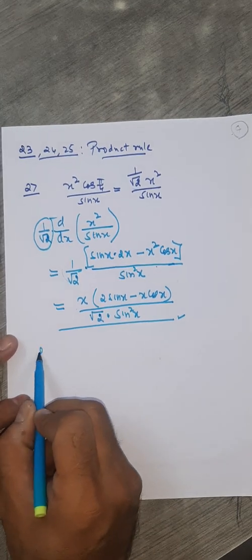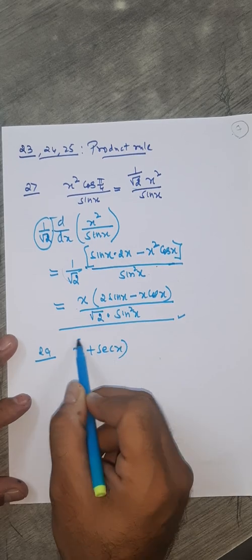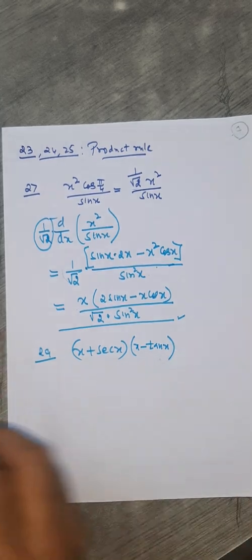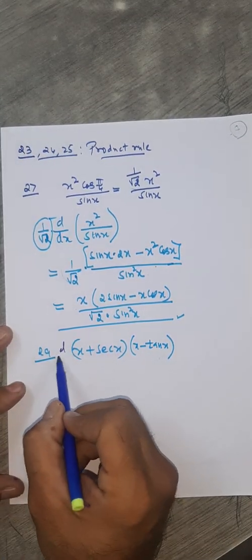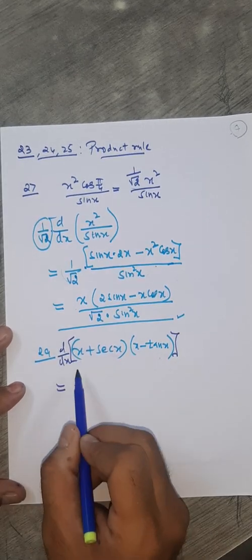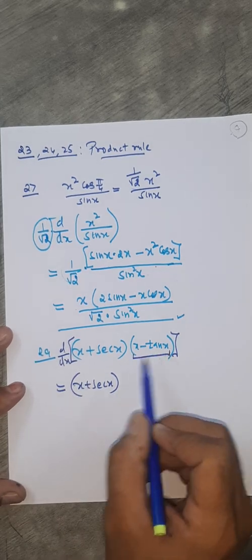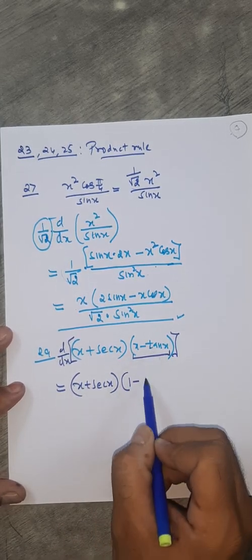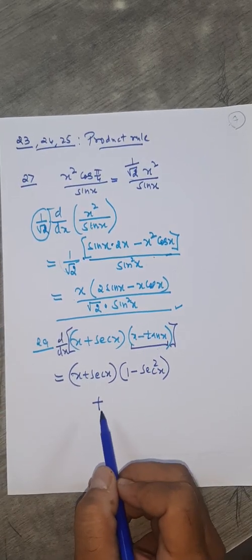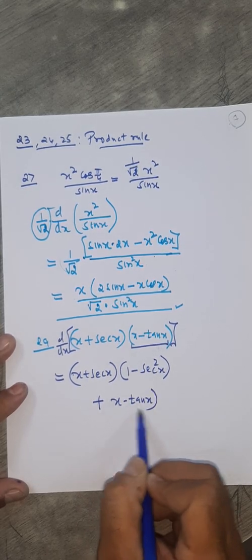What about 29th? Again you can use product rule. x sec x into x minus tan x. We differentiate this by what? Product rule. So d by dx of this. So x sec x as it is, differentiation of this: derivative of x is 1, derivative of tan x is sec squared x. Plus, now which one as it is? x minus tan x as it is.